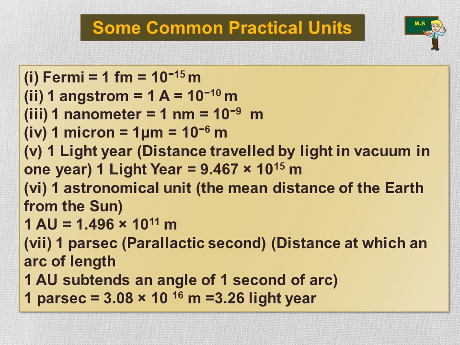1 astronomical unit, the mean distance of the earth from the sun, 1 AU is equal to 1.496 into 10 to the power 11 meter. Then 1 parsec, the parallactic second, is the distance at which an arc of length 1 AU subtends an angle of 1 second of arc. That means 1 parsec is equal to 3.08 into 10 to the power 16 meter or 3.26 light year.